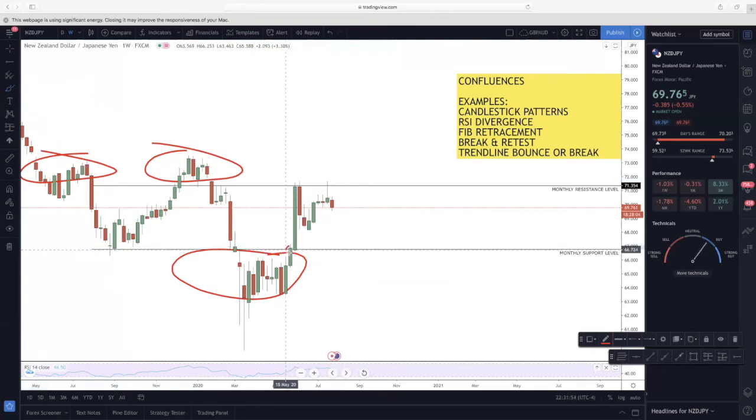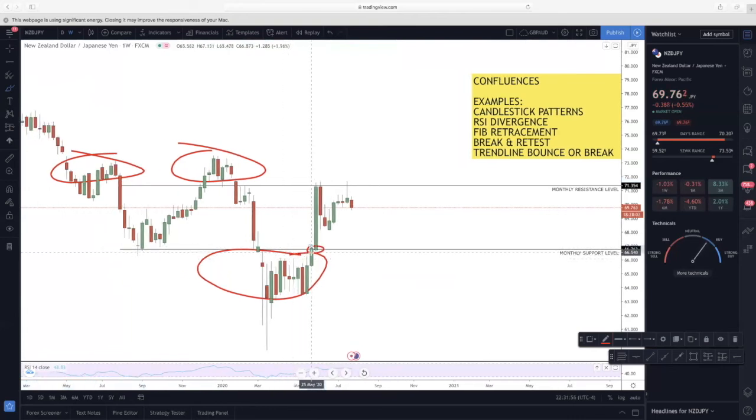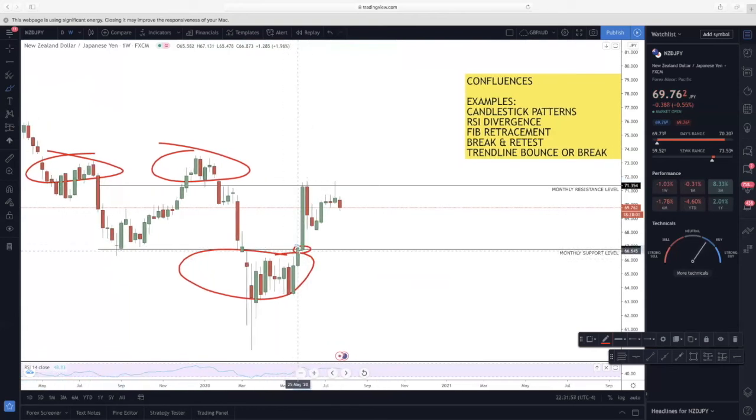You got this nice, beautiful weekly candle close the week of May 25th, 2020, right above our monthly support line. Bam. In that one week, we pushed up 450 pips. And that is the power of support and resistance, okay?